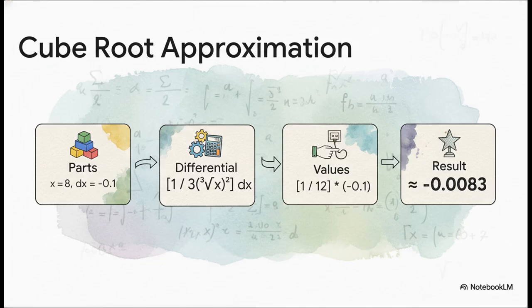So we're going to use the exact same process. Our starting x is 8. The change, dx, is negative 0.1 since we're going down. We find the differential for the cube root function, plug everything in, and boom. The estimated change is a tiny decrease, about 0.0083. So what's our final answer? We take our easy starting value, 2, subtract that tiny change, and we get about 1.9917. And the best part, no calculator needed.